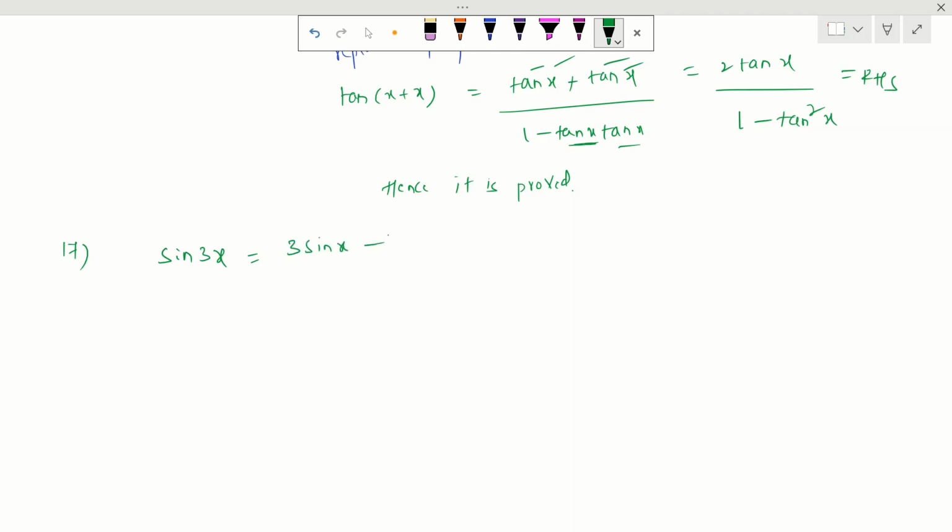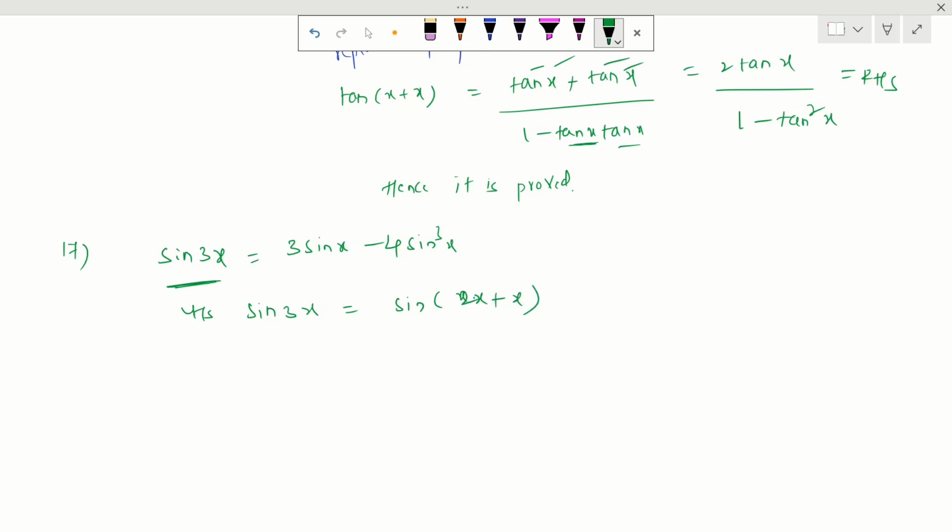So next we need to prove sin 3x is 3 sin x minus 4 sin cube x. This one we need to prove. How will we prove it? So here we write the LHS, sin 3x, in the form of sin of 2x plus x.